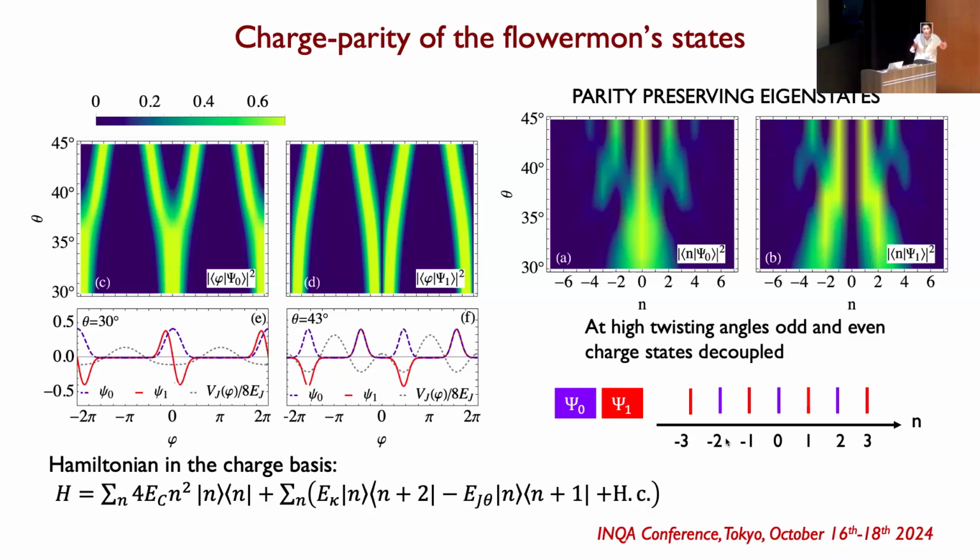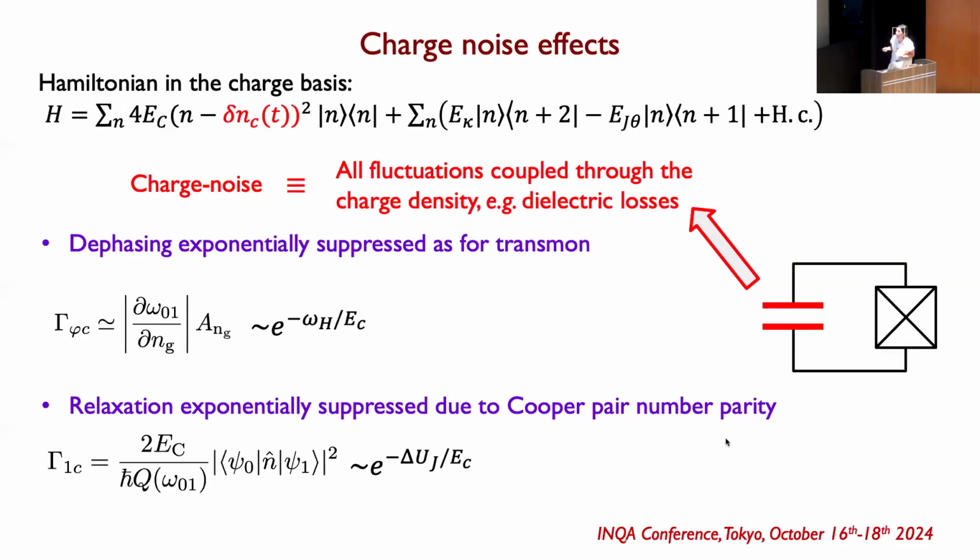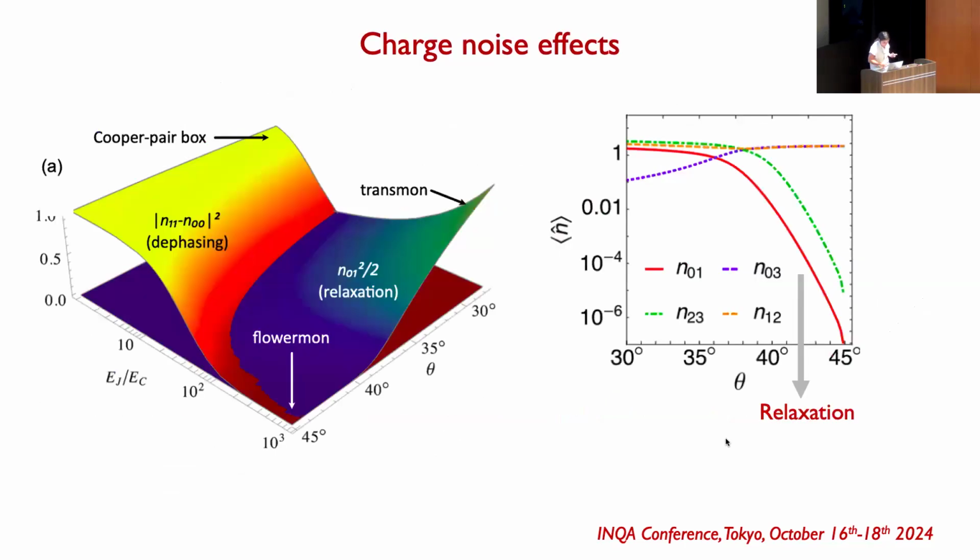While in the plasmon we were seeing also relaxation, because we are still in the plasmon regime, with this large capacitor in parallel, here we have killed the matrix element of the charge that in the plasmon was coupling the ground and the first excited level. So both dephasing and relaxation in this system will be exponentially suppressed. This is the big strength of this proposal, I would say.